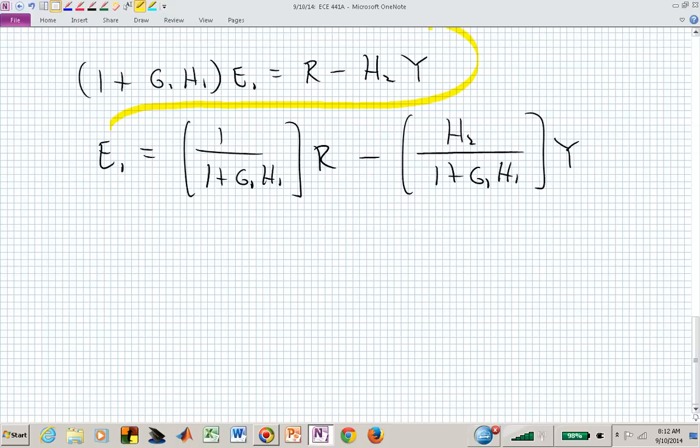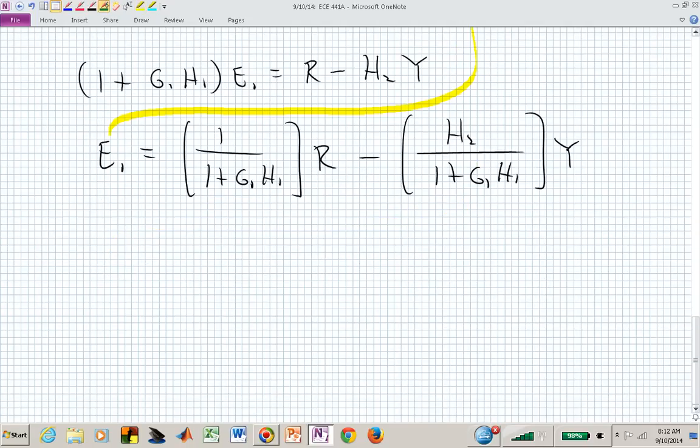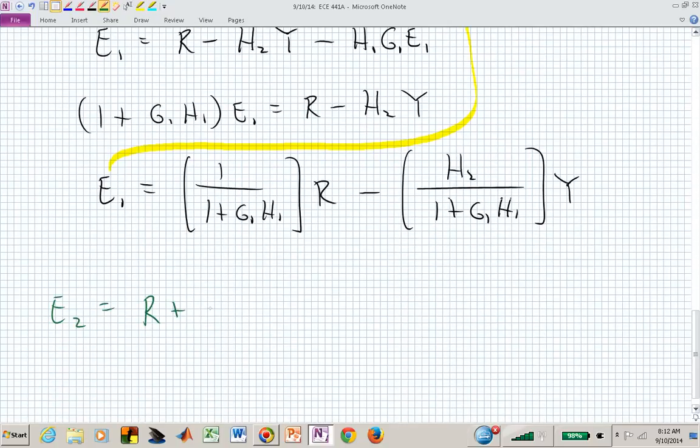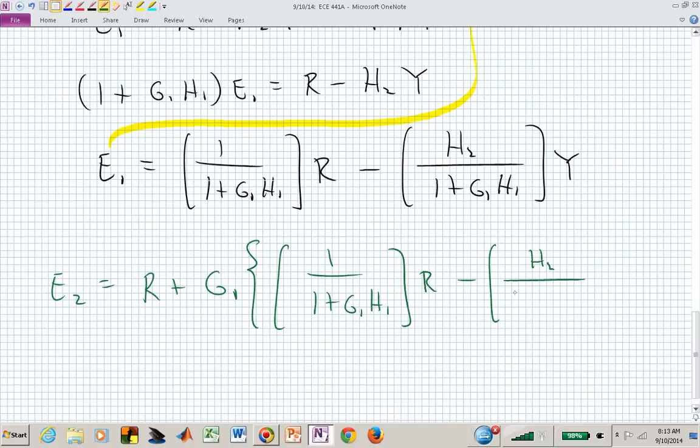Now, is that where I wanted to do it? Actually, no. Where was my E2? I want to do this, and then I will have E2 in terms of R's and Y's. So let me now say E2 is equal to R plus, what G was it? It was G1, and now times that mess that I just had for an expression for E1: 1 over 1 plus G1 H1 R minus H2 over 1 plus G1 H1 Y.